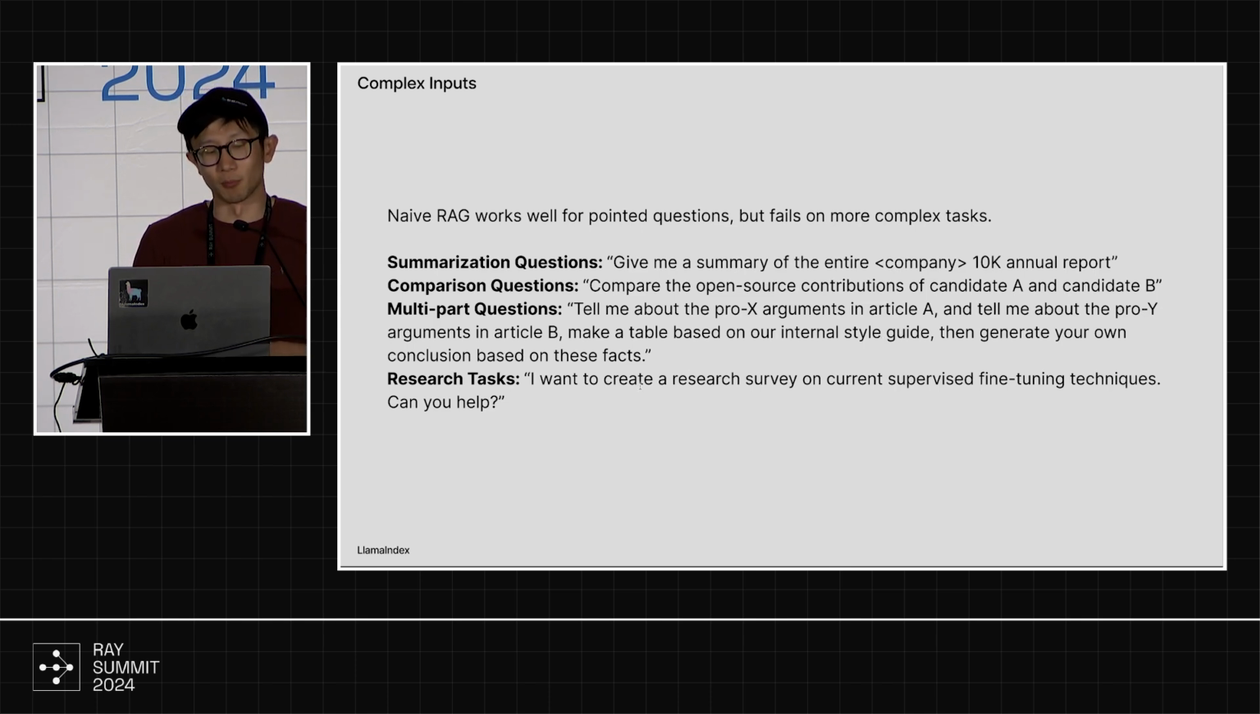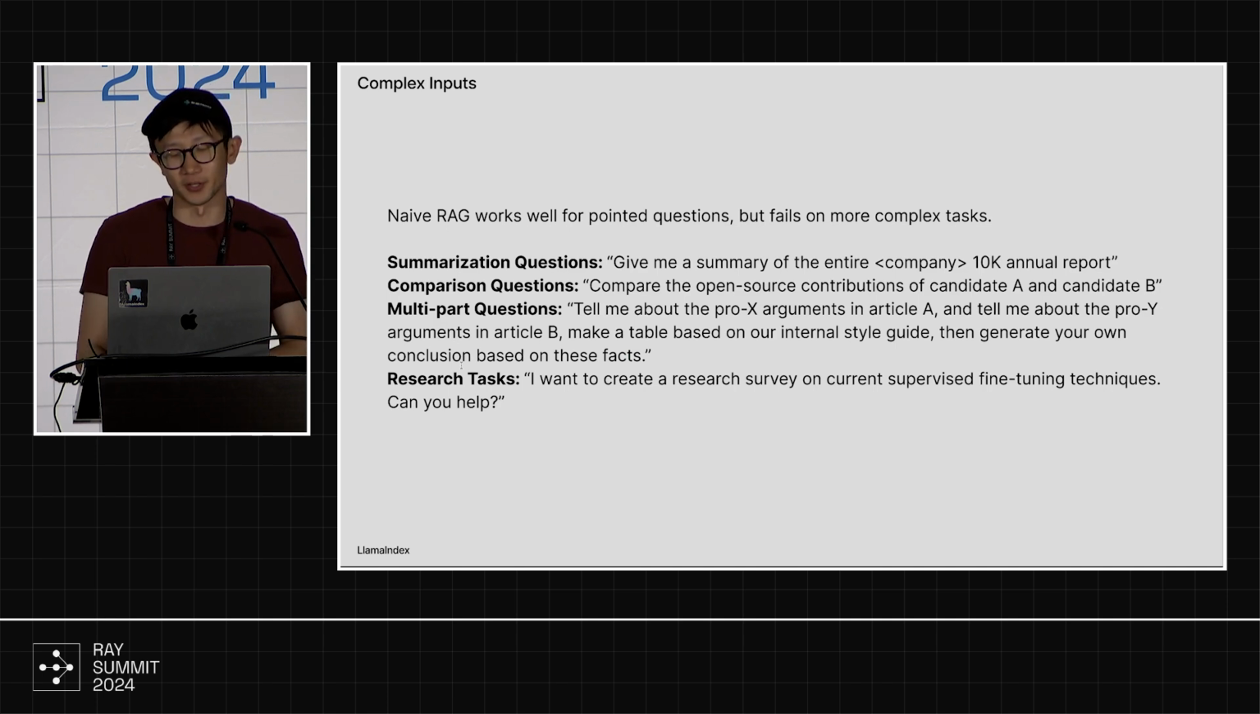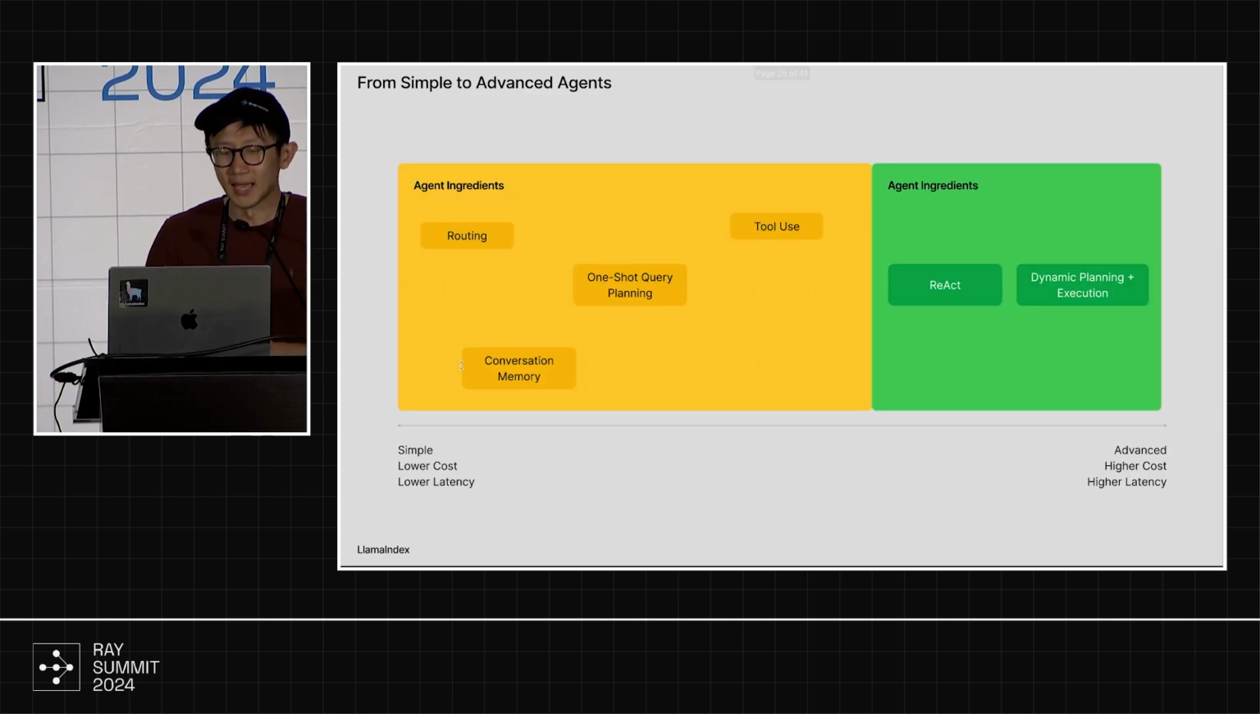For instance, for multi-part or comparison questions, you might want to do chain of thought to break down the question into sub-questions. Or for summarization questions, you might need the entire document as context instead of just specific pieces. The issue is that if you just use the standard RAG architecture, it doesn't account for this need for dynamic retrieval depending on the content of the question. And this is where some aspects of agentic reasoning start becoming useful.